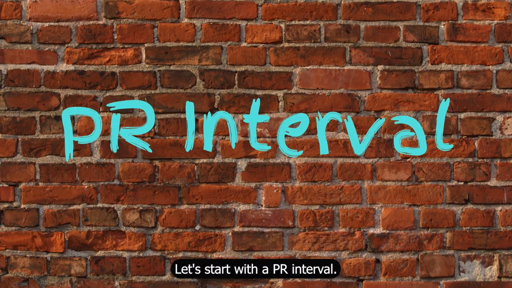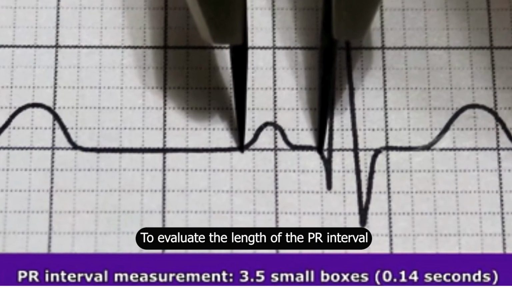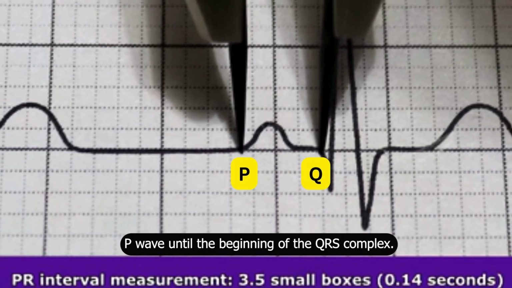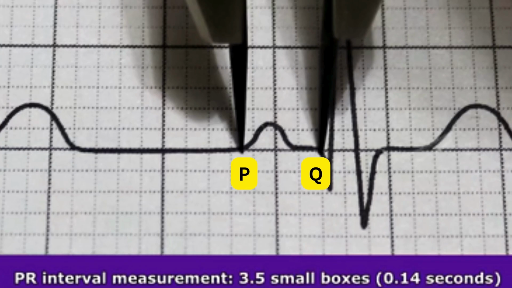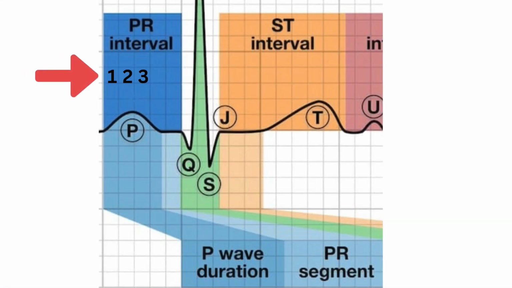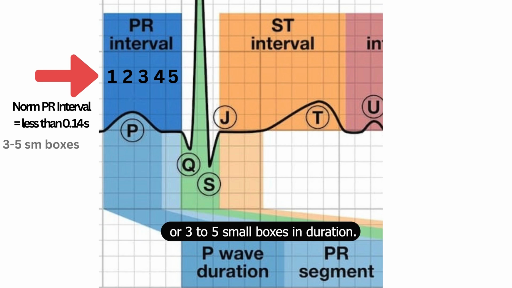Let's start with the PR interval. To evaluate the length of the PR interval, start measuring at the beginning of the P wave until the beginning of the QRS complex. Count the small boxes between their measurements. A normal PR interval should be no more than 0.14 seconds, or 3 to 5 small boxes in duration.